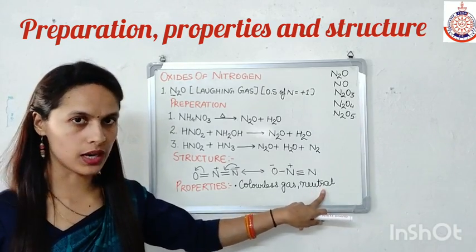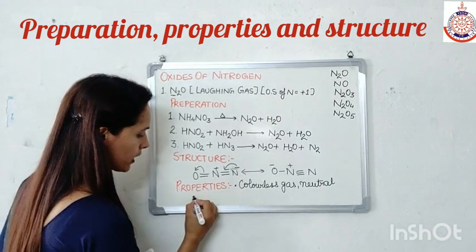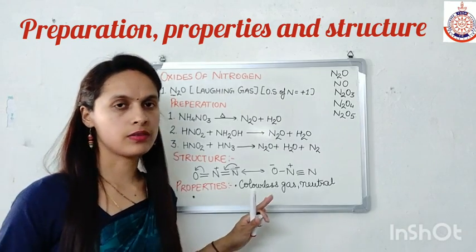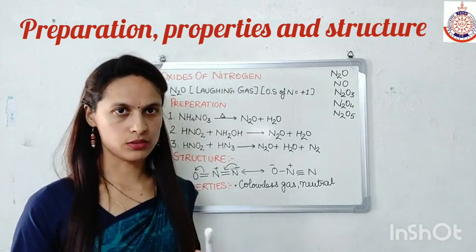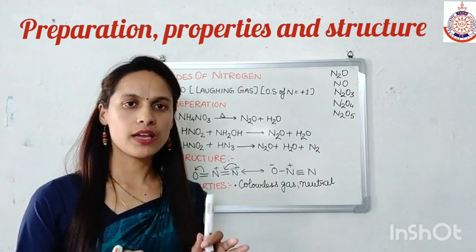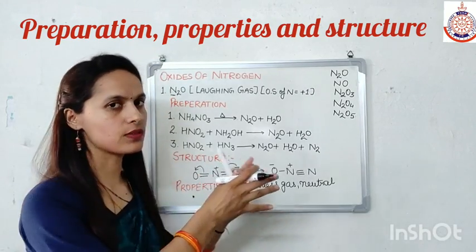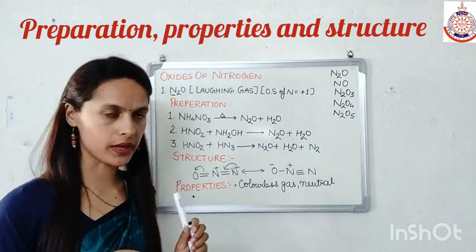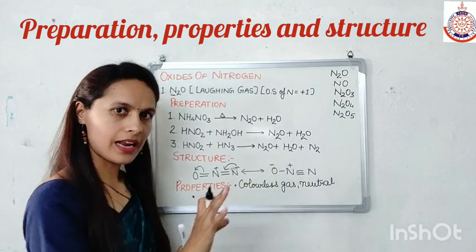Next property, in this property we are dealing with physical as well as chemical. So we are not taking physical properties separately and chemical properties separately. We are dealing with the physical as well as chemical property under the same topic. So colorless gas and neutral.